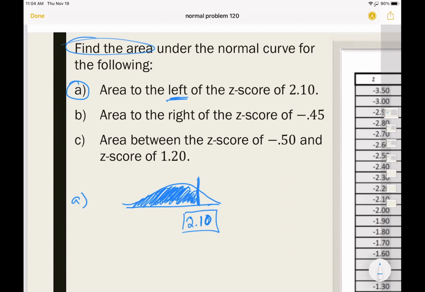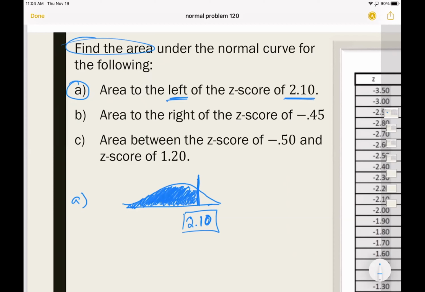My advice for you guys is to sketch this normal distribution curve. It does not have to be perfect or nice. It just gives you an idea of what side of the z-score I'm looking for. In this case, my z-score is 2.1, so my 2.1 is somewhere right here, and I'm looking for the area to the left, which is any item to the left of this 2.1. Everybody see that? Now what do we need to do?